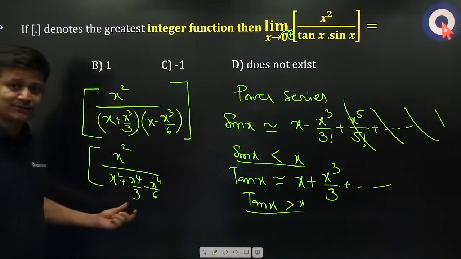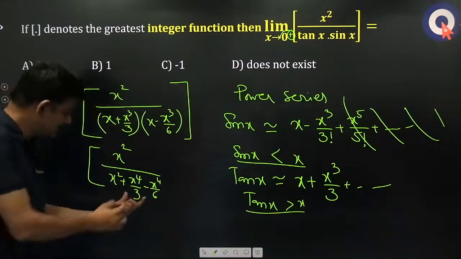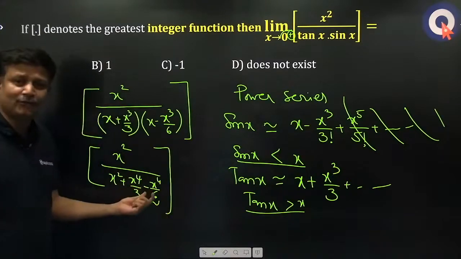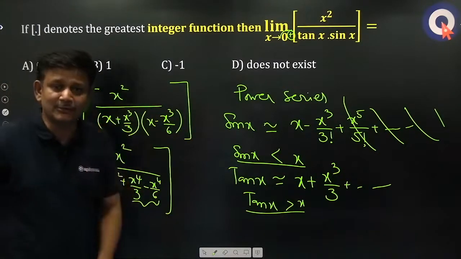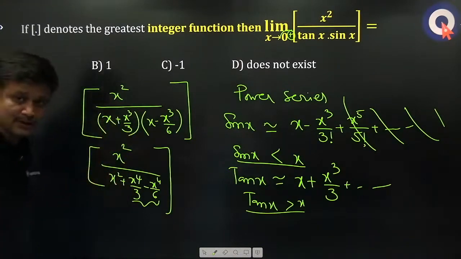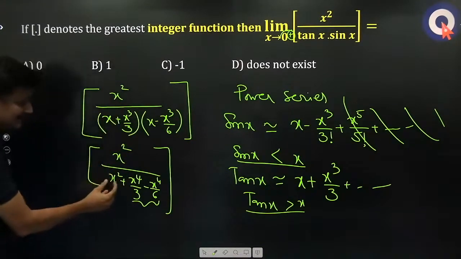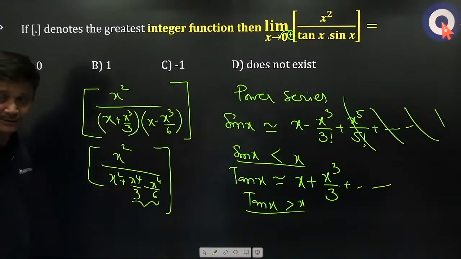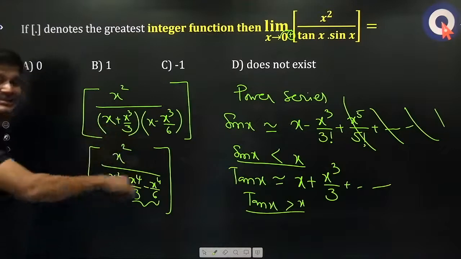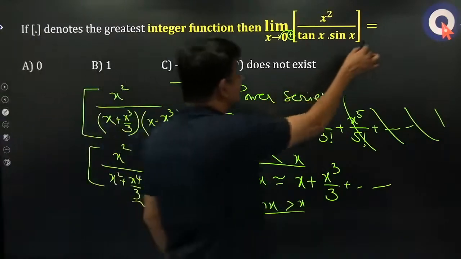So is this a positive number or a negative number? This is a positive number, because the x power 4 term is there, you can ignore the higher powers of x. So this is a positive number. Which one is more, numerator or denominator? Denominator is x square plus some positive number. So the denominator is more. This number is less than 1, hence this answer is 0.